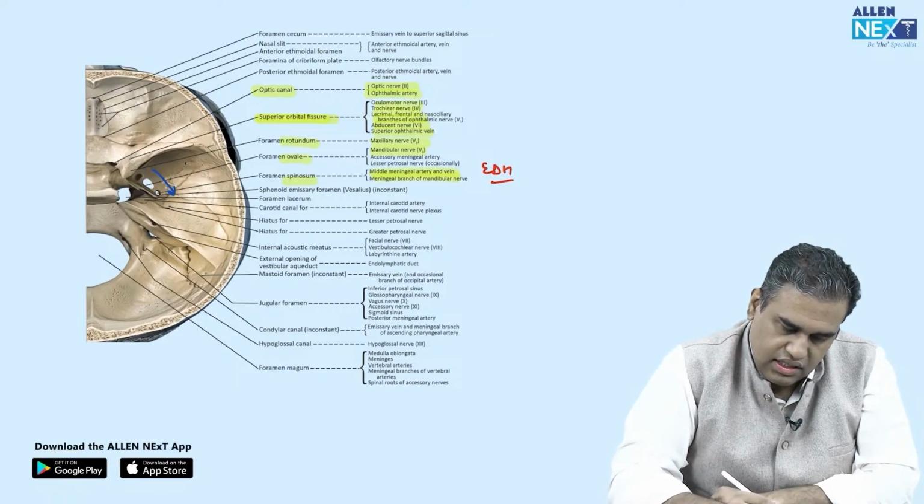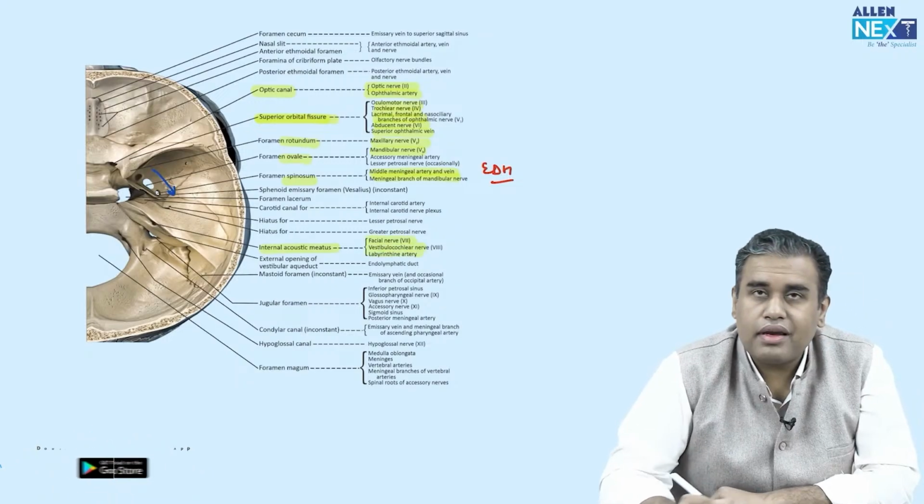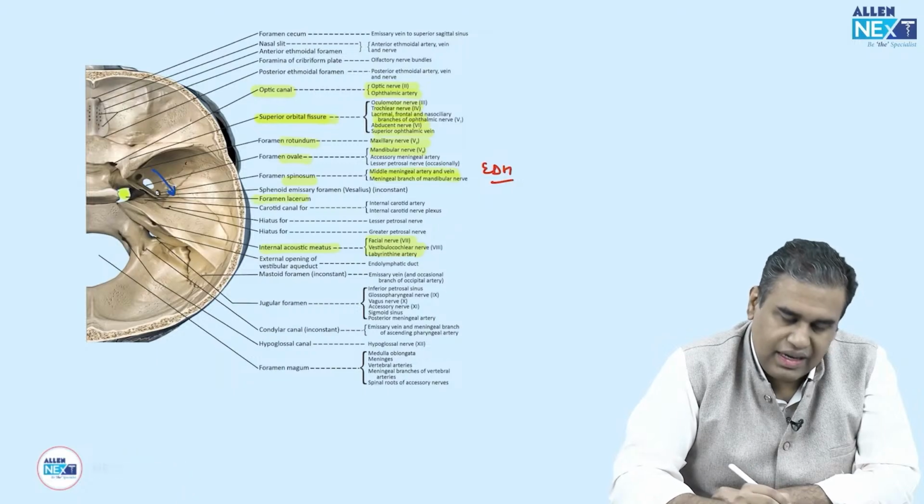Now do also recognize the internal acoustic meatus. What passes from here? The 7th and 8th nerve with the labyrinthine vessel. Between them, you have this small foramen over here known as the foramen lacerum.